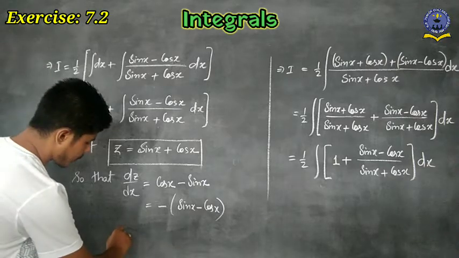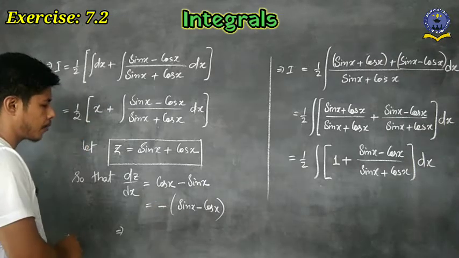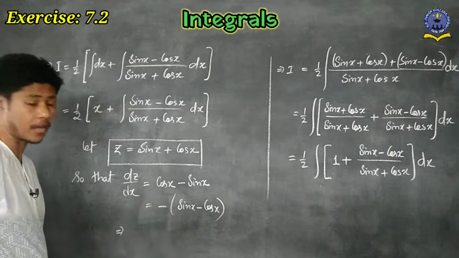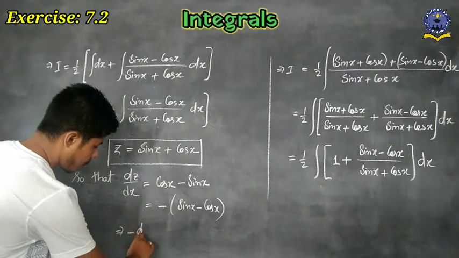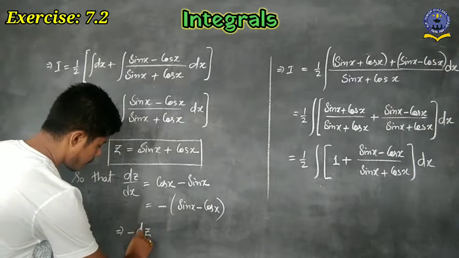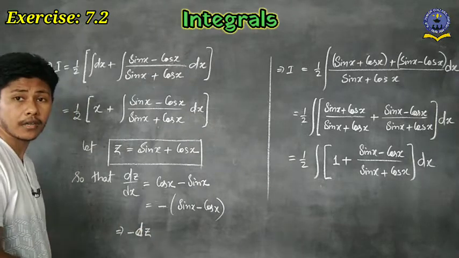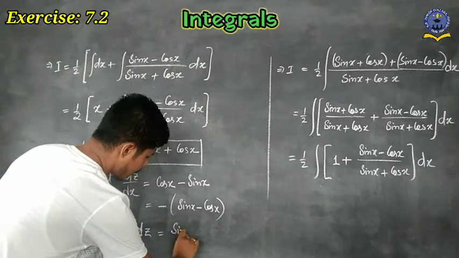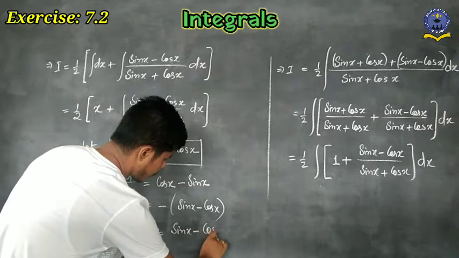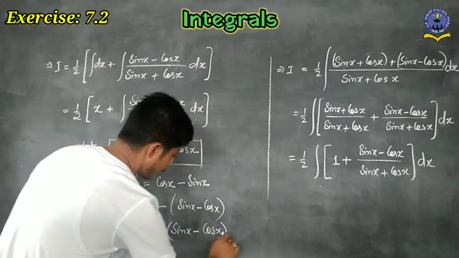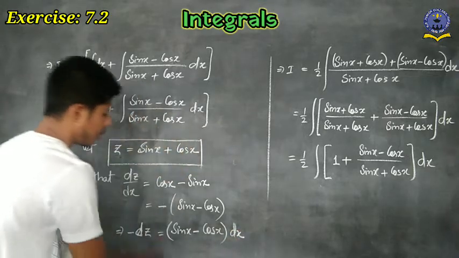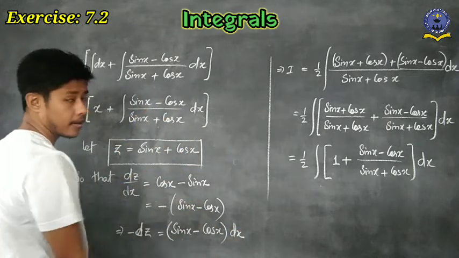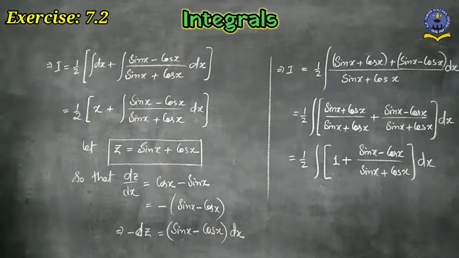Or this implies, now if we multiply both sides by minus and cross multiply this dx, we get here minus of dz, isn't it? Equals to sin x minus cos x into dx. Sin x minus cos x into dx. Is it clear? So this one we get here.